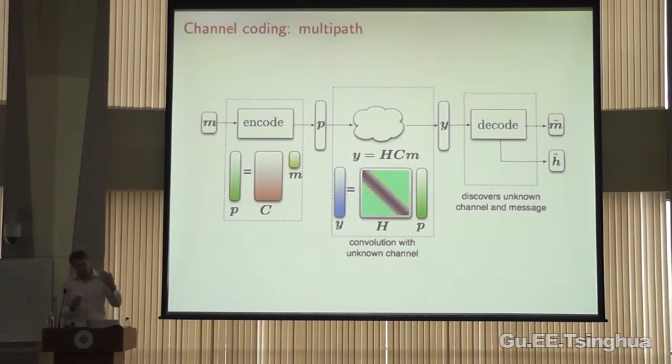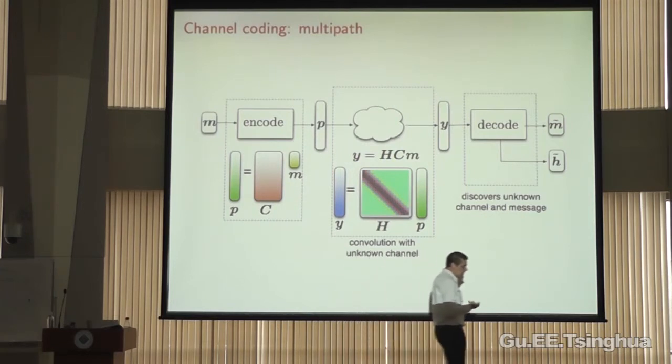Both the transmitter and the receiver know C. Of course the receiver doesn't know the message M, but it does know that what it gets should be in the column space of the code book C. Then this encoded message, P, goes out into the world.